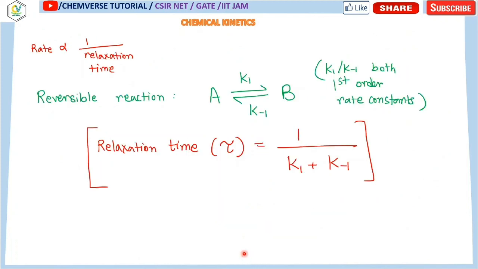Okay, fine. Now moving on to the last expression, which is that the rate is proportional to the relaxation time. For a reversible reaction where both sides are first order, the relaxation time tau is equal to 1 by (k1 plus k inverse). This k1 and k inverse are the rate constants of both sides.